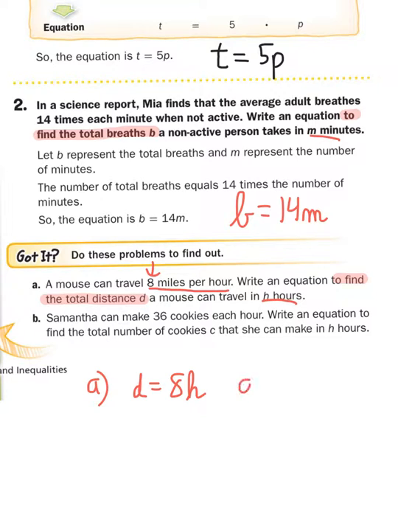Now, B, I want you to do completely on your own. So pause the video, do B, and when you're done, see if you're right. Go.